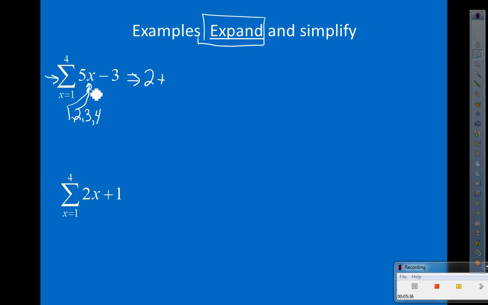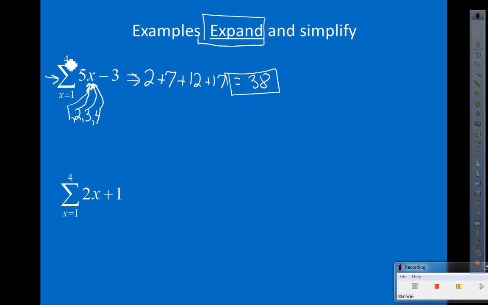5 times 2 is 10. 10 minus 3 is 7. Now plug in a 3, and you will get 12. Now plug in a 4, and you will get 17. And then use your mind, use your calculator, but add those together, and you would get 38. So that's what that means.